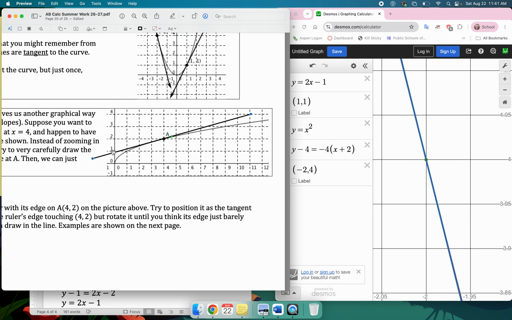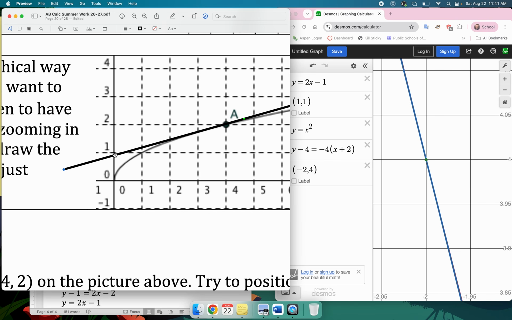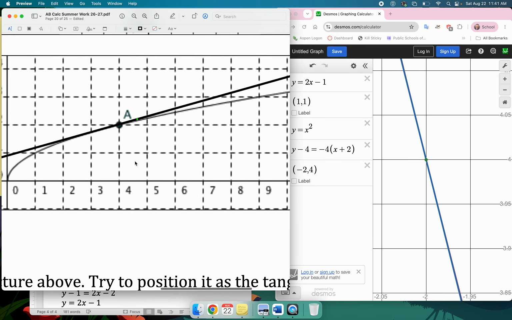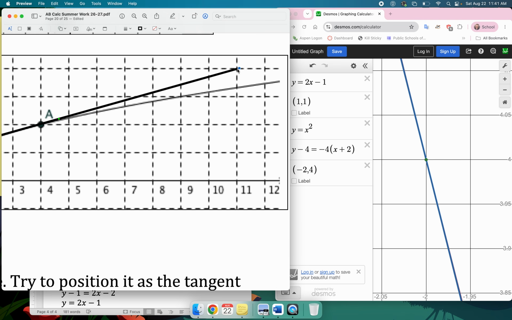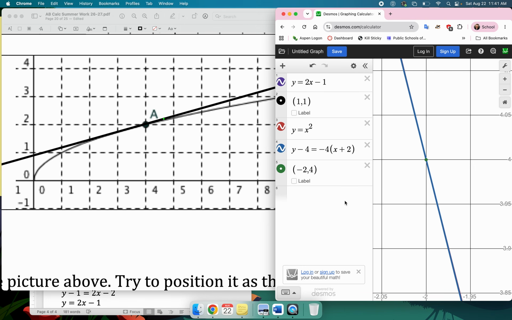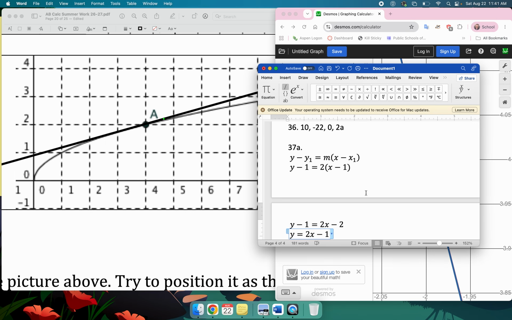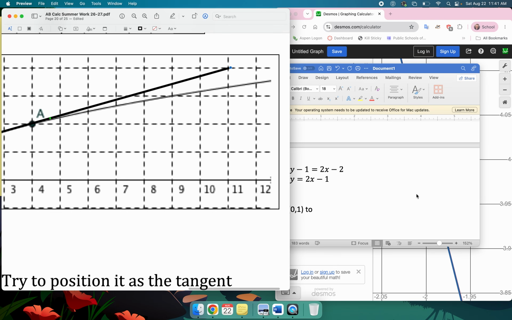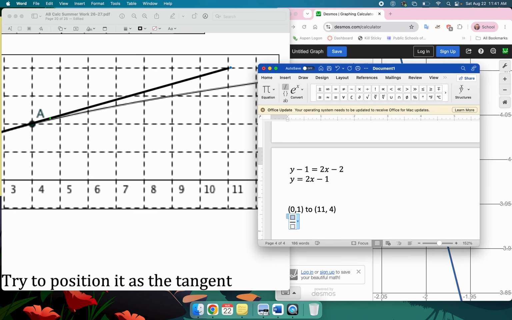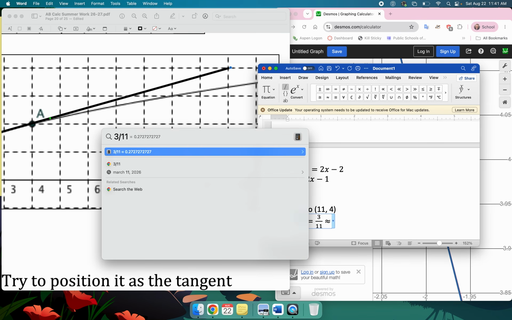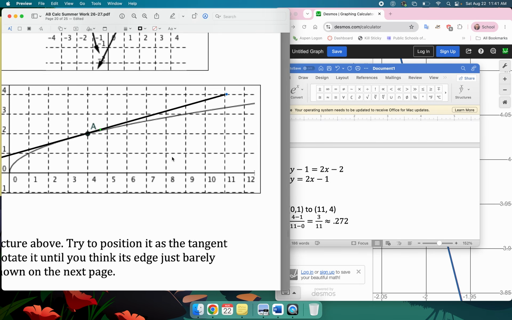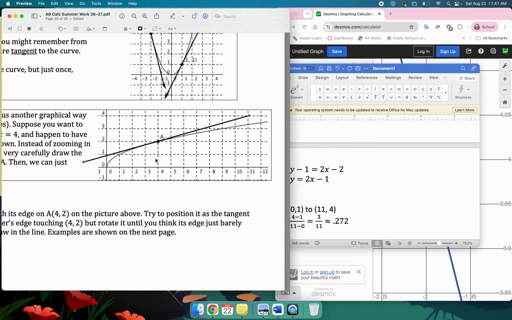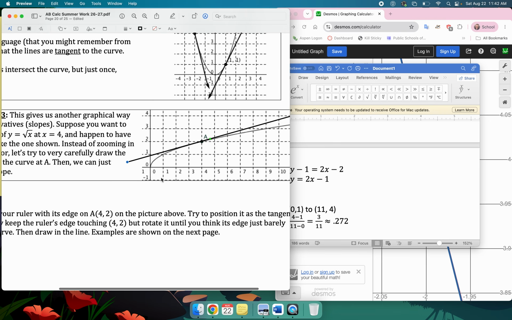And how do you find the slope of this line? Well, you just look for grid points that the line almost goes through. The line almost goes through this point right here, which is (0, 1). And then it looks like it almost goes through this point right here, which is (11, 4). I assume they want us to find the slope of this line. So (0, 1) to (11, 4). What's the slope of that line? That would be (4 minus 1) over (11 minus 0), so that's 3 over 11, which is about 0.272. So that's an estimate of the slope of the tangent line at this point. In other words, that's an estimate of the derivative of the function at this point.